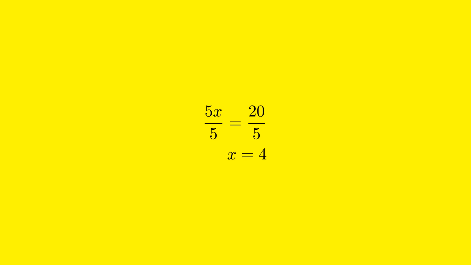This means the value of x that satisfies the initial equation 5x divided by 2 equals 10 is 4. This is the final step, and we have found that x equals 4.